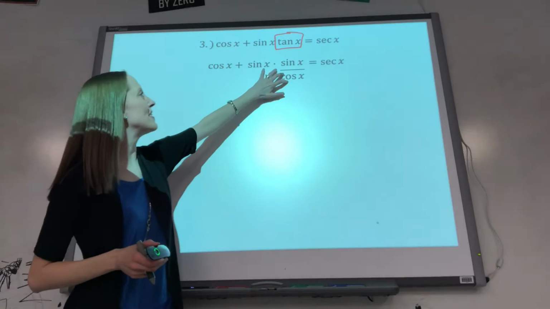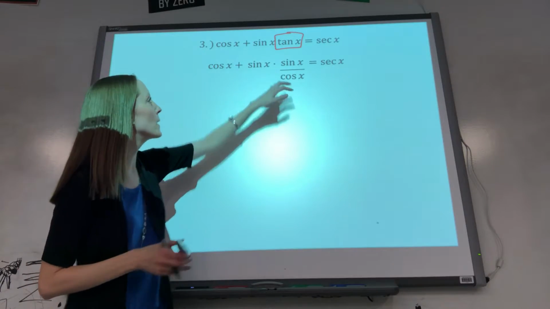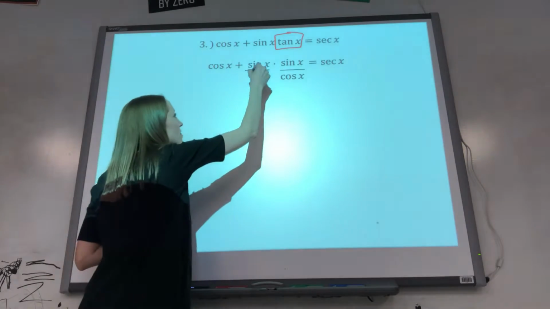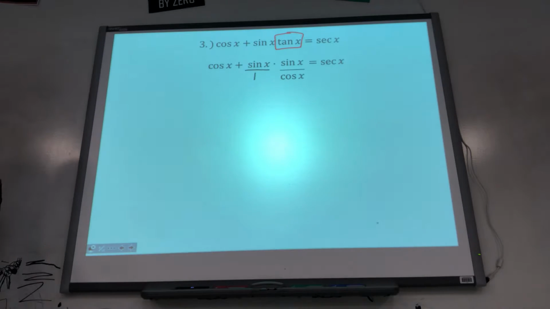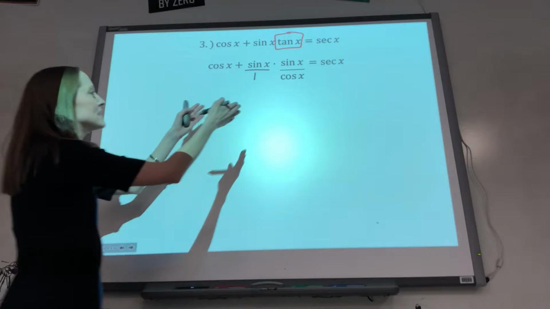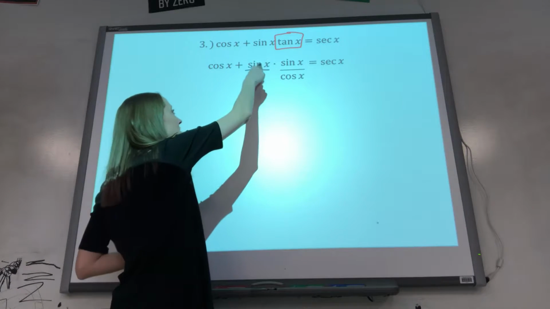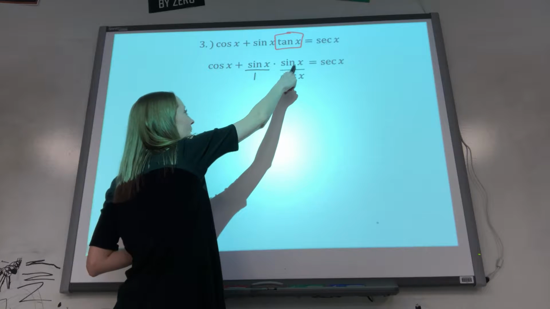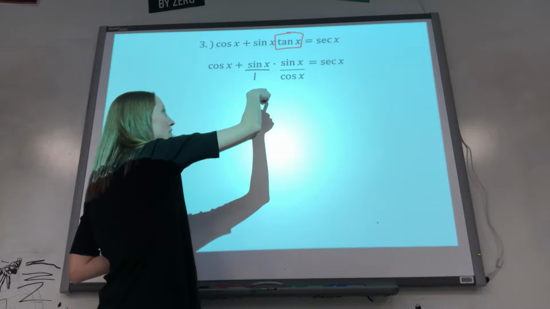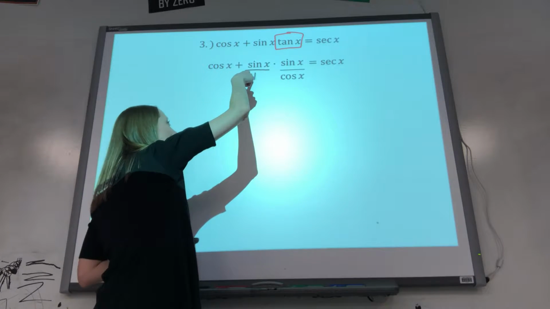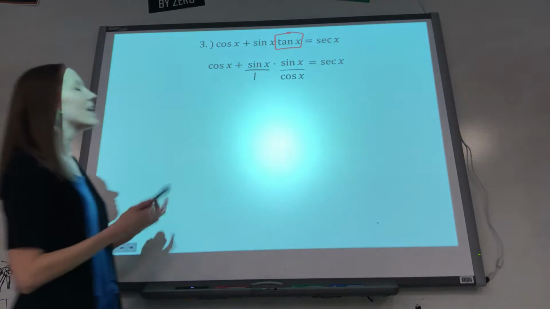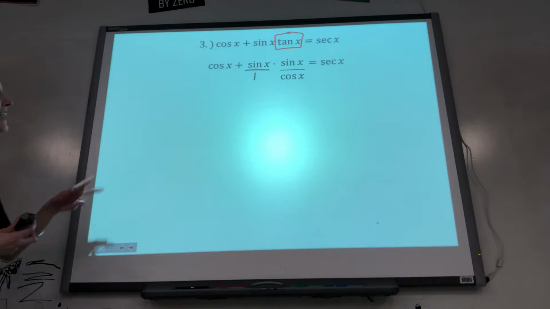Okay, so let's make this part look a little bit better. If you want to put the sine of x over 1, you can. And then this is just like multiplying fractions together. So sine of x times sine of x, that'll be sine squared of x. And 1 times cosine of x, that's just cosine of x.